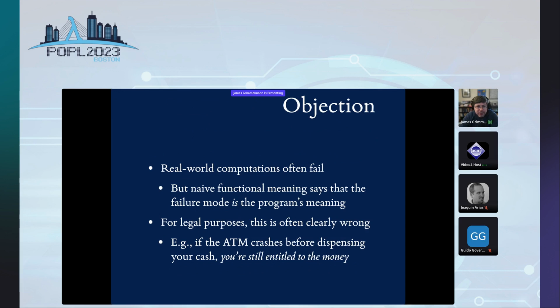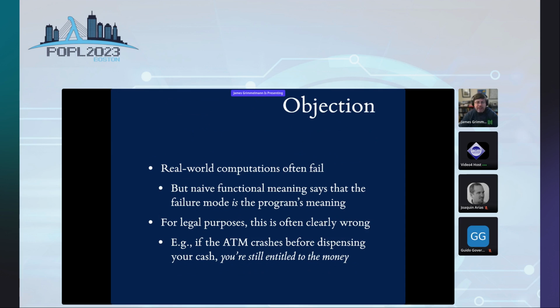And if you think about the circumstances in which we ask what a program means for legal purposes, take a smart contract or take a program that secures access to a computer, this is going to be clearly wrong. If the ATM debits your account and then crashes before emitting cash, the bank still owes you the money. It's not a defense to say, well, the meaning of the ATM software was what it did, and it didn't give you money, so that's correct.